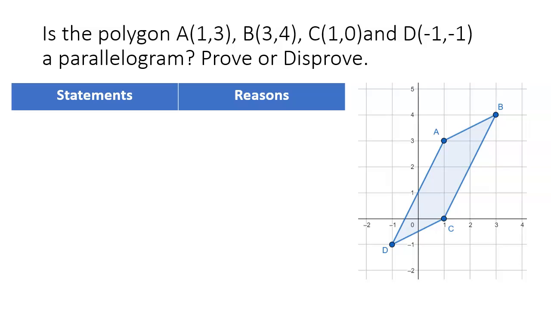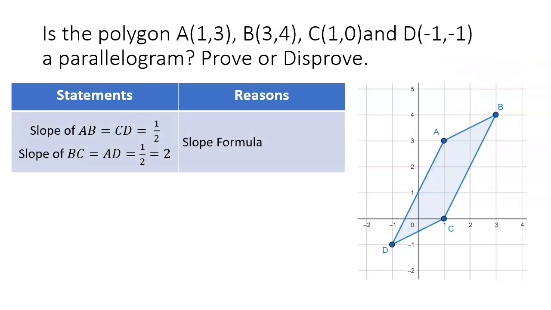So if I look at my slope of AB, I go up 1 over 2. DC does the same thing. So my slope for AB and DC is 1 over 2. And then let's look again at DA. So I go up 4 over 2, so my slope would be 2. And then I do the same thing for CB. It goes up 4 over 2, so it's also 2. So let me erase this.